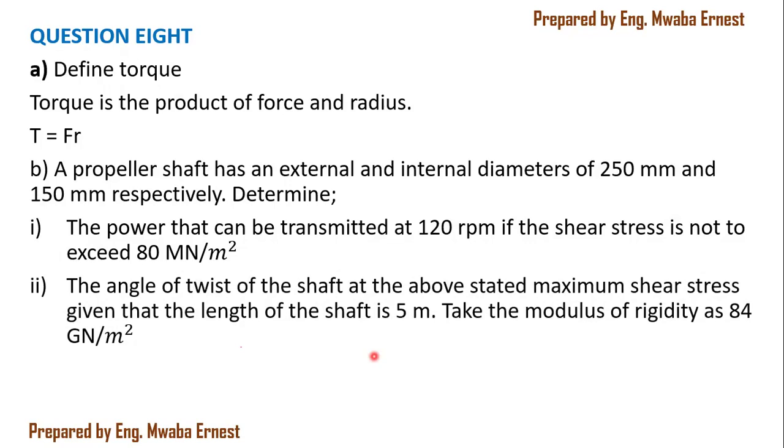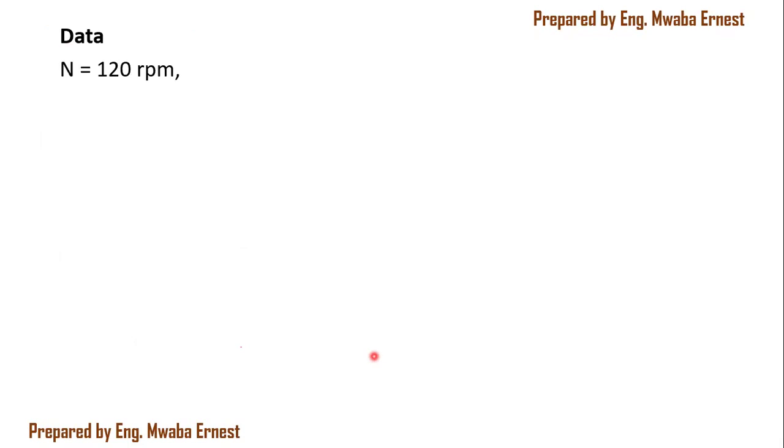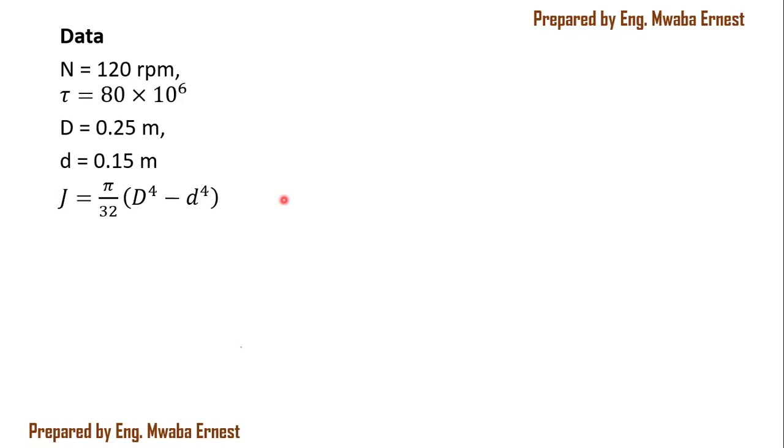Then find the angle of twist of the shaft at the above stated maximum shear stress, given that the length of the shaft is 5 meters. Take the modulus of rigidity, which is G, as 84 giganewtons per square meter. So our data, first of all: rotational speed is 120, shear stress is 80 by 10 power 6. Outer diameter is 0.25. Small diameter, the inner one, is 0.15.